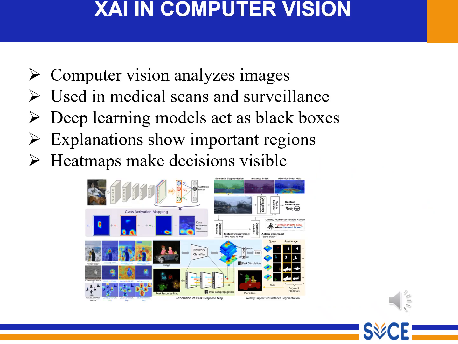Now let us come to the slide on explainable AI in the context of computer vision, where the AI system analyzes images and videos, and this is widely used in applications like medical imaging, surveillance and object detection. These systems are usually based on deep learning models that are highly accurate but also very complex, and they act as black boxes.